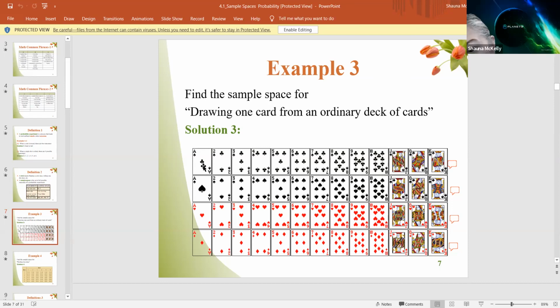How familiar are you with a deck? Are you okay? I'm okay with it, with the suits and the numbers and the ranks and all that.